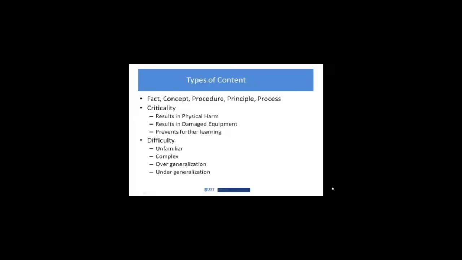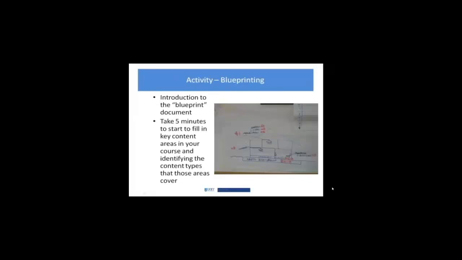Criticality, you're looking at whether it results in physical harm, damaged equipment, or prevents further learning. And so those are generally touch points where you need to expand, elaborate, provide additional supports for the learner. There are four types of difficulty that a learner might face. They might face unfamiliar content, complex content. They may tend to overgeneralize the content or undergeneralize it. And there are specific strategies of instruction that you can use to help mitigate these difficulty levels and ensure that the content and the learner is having multiple ways to access that content and learn and develop from it.